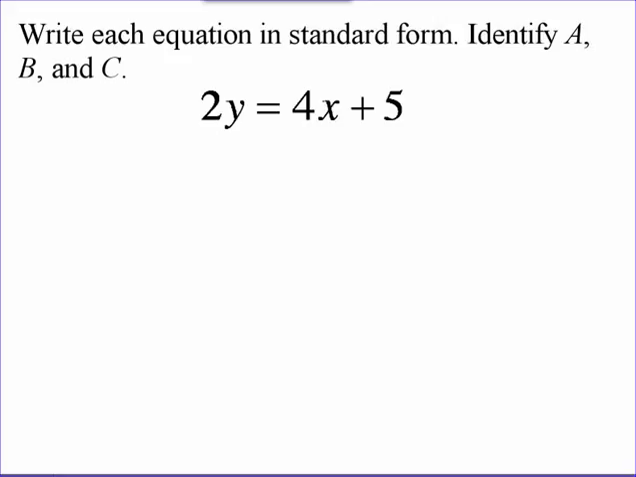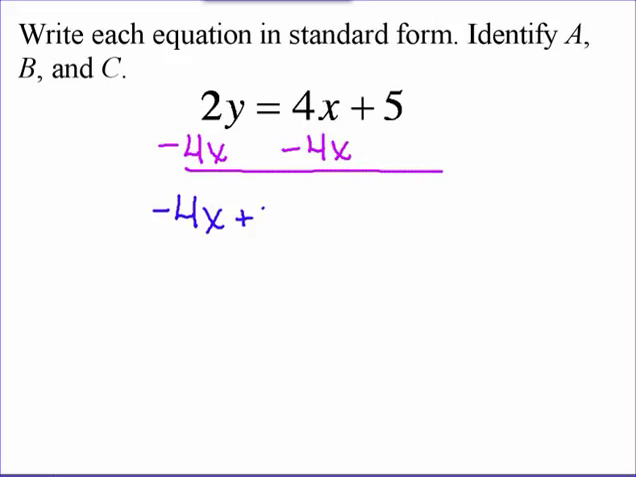So all we have to do is manipulate this around. What I could do is move the 4x over. Do you agree I could move the 4x over? So if I move the 4x over here, what do I get on the left side? Negative 4x plus 2y, and that equals 5. Now first of all, ax plus by equals c, that fits. a, b, and c are all integers. All right, well what is a?